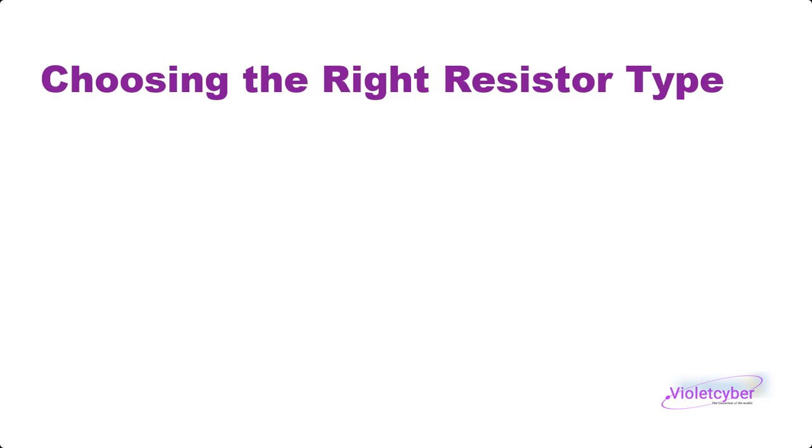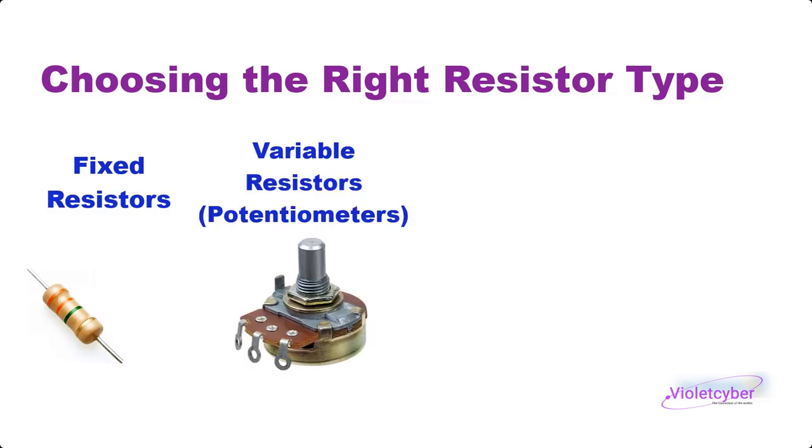Choosing the right resistor type. Depending on the application, you must choose the appropriate type of resistor. Common types include fixed resistors. These have a constant resistance value. Variable resistors, like potentiometers. Their resistance can be adjusted and they are used in applications like volume control.